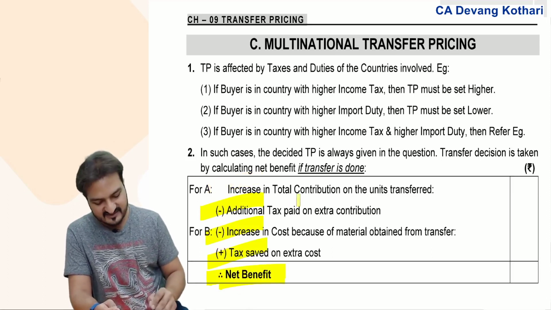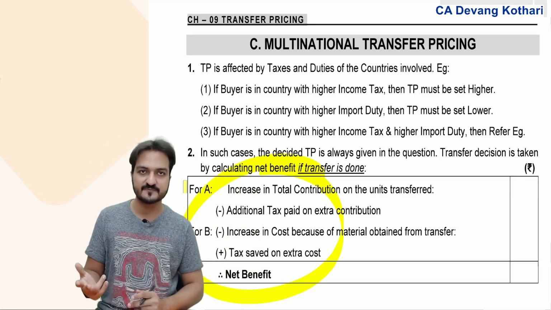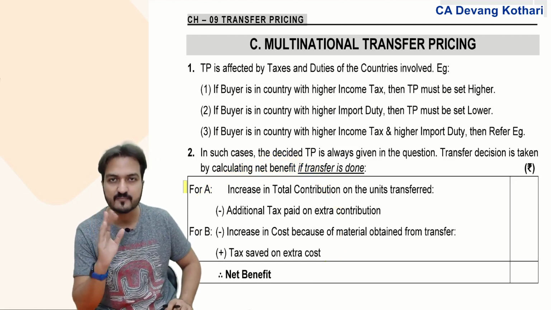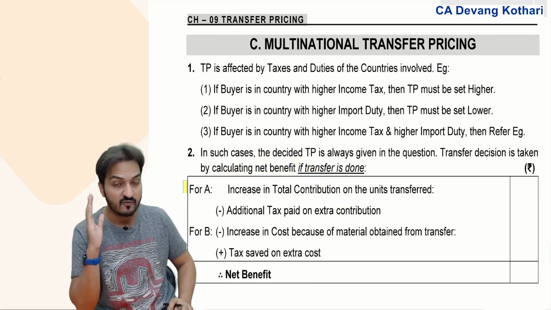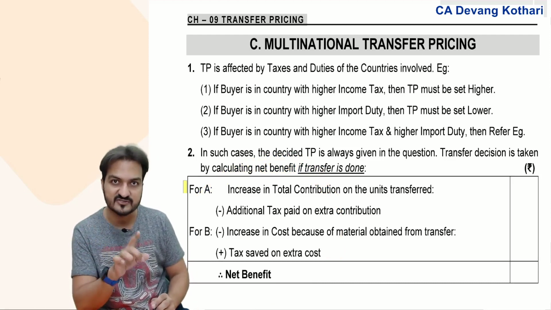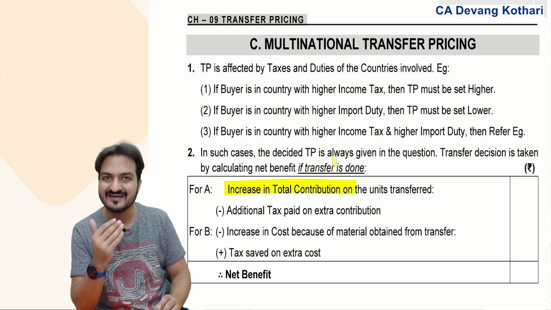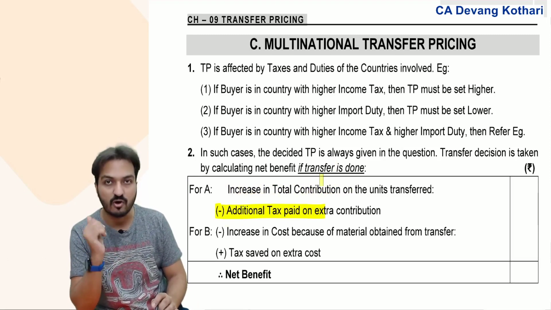Done? Yes, this becomes the general format under which we solved many questions in class. For every such question about multinational transfer pricing, I suggest you can always follow the same format. For division A, you calculate that if transfer is done, what is the change in contribution? If the contribution is increasing, then you pay additional tax on that extra contribution.